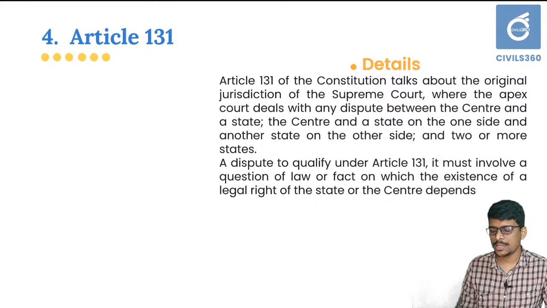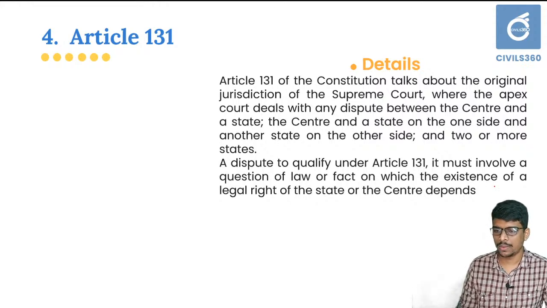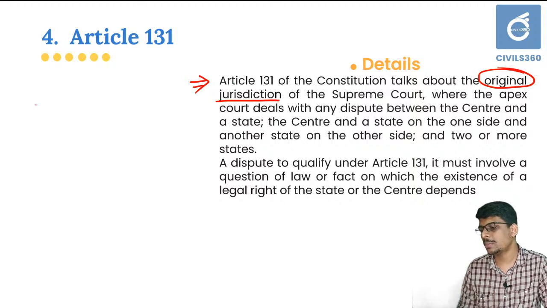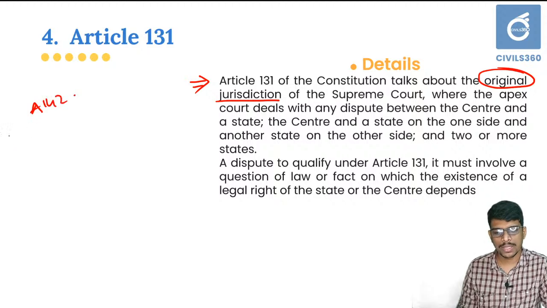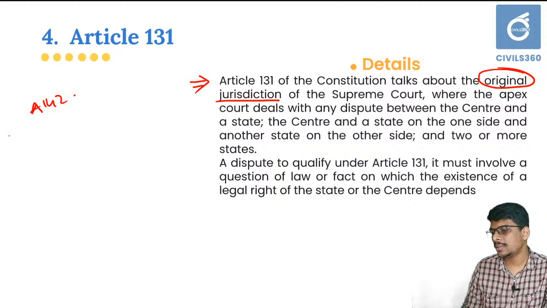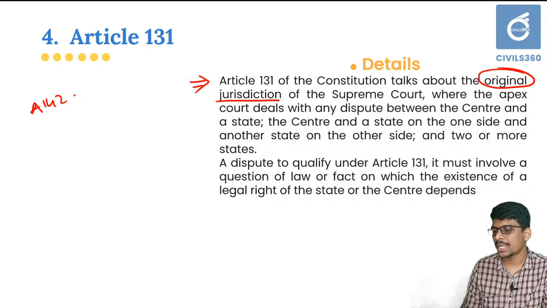Next one is Article 131, the fourth topic. Article 131 of the Indian Constitution talks about the original jurisdiction of the Supreme Court. For example, last time they asked about Article 142. Previously, they have asked certain other portions. Every year there is a trend that they will ask about certain articles and you will be asked to define them. Which of the following is the correct objective of Article 142, or which of the following accurately defines Article 131? There can be a chance that there will be a question on the same.